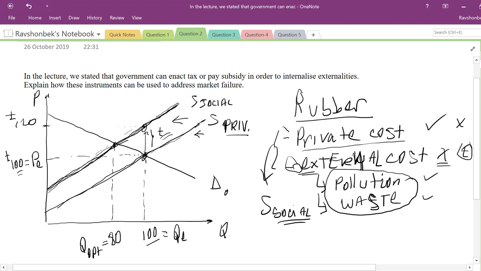As a result, we now are able to reduce the production of this good to 80, by capturing the external cost as well, or internalizing the external cost, in other words. Yeah. Now, what else could be explained here as part of it? I think that's how the governments address the externalities or internalize the externalities.